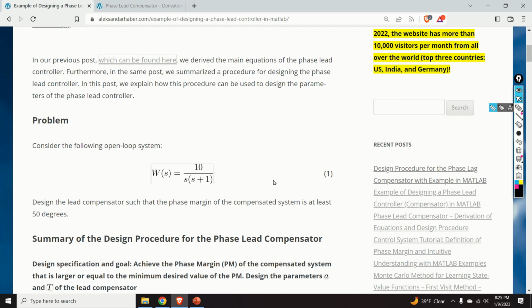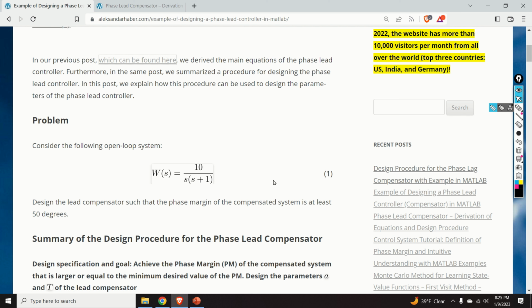Why do we need to increase the phase margin of such a system? Well, the answer is very simple. We need to increase the phase margin because we want to reduce the damping of the transient response. That is, by increasing the margin, we decrease the damping and we make the transient response more smooth and we make the system more stable.